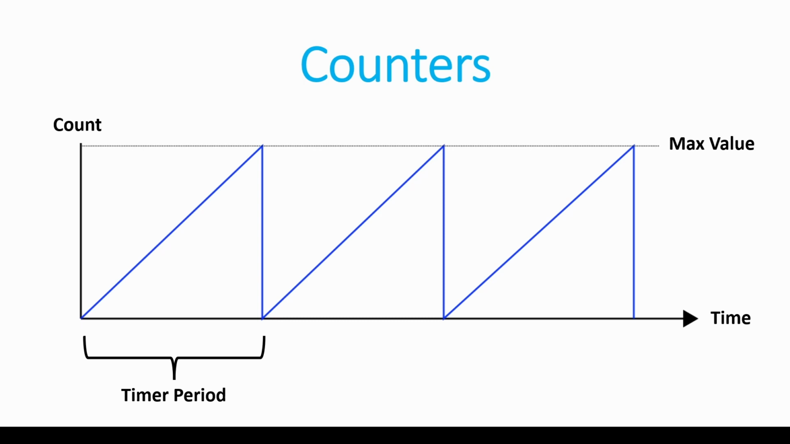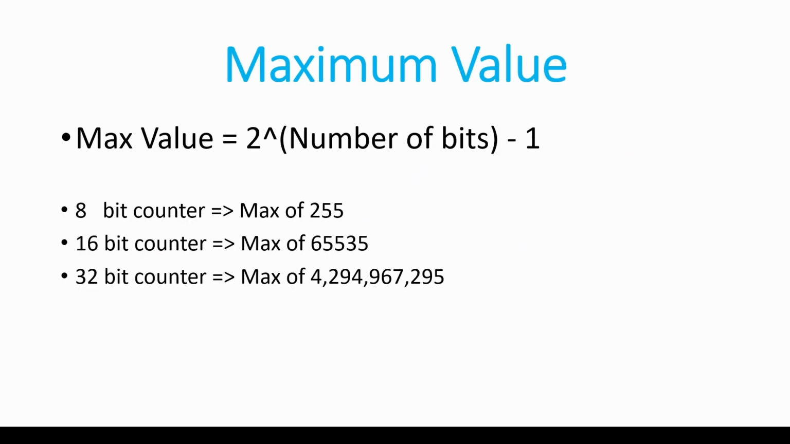However, counters have a maximum value associated with them. Upon reaching this max value, the counter will roll over and restart back to 0. For an 8-bit counter, the max value is 255. For 16 bits, it's 65,500, and for 32 bits, it's over 4 billion. On the STM32, almost all of the timers are 16 bits.